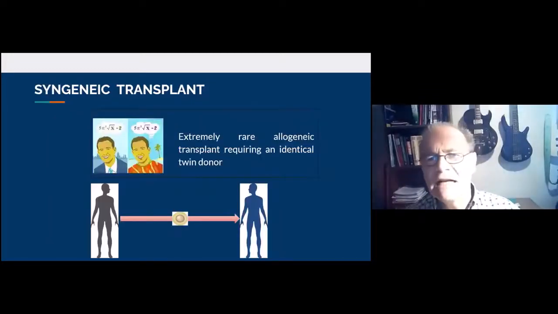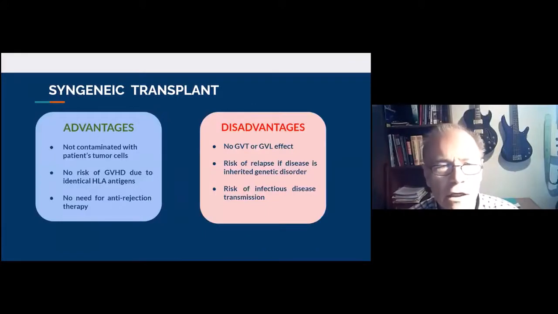The syngeneic transplant is an extremely rare allogenic transplant because it requires an identical twin donor. The advantages are no contamination with patient tumor cells, no risk of GVHD due to identical HLA antigens, and no need for anti-rejection therapy. The disadvantages are no graft versus tumor or graft versus leukemia effect, risk of relapse if the disease is an inherited genetic disorder, and risk of infectious disease transmission.